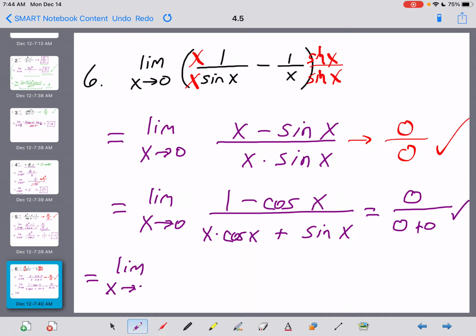So the limit as x approaches 0 of, and here we go. In the numerator, the derivative of that 1 is just a 0. The derivative of negative cosine of x is now going to become positive sine of x. Okay, so that's something. Down on the bottom, got to be careful. This first term of the denominator, x cosine of x, that requires the product rule. But don't forget about this term right here, which is just kind of freestanding.